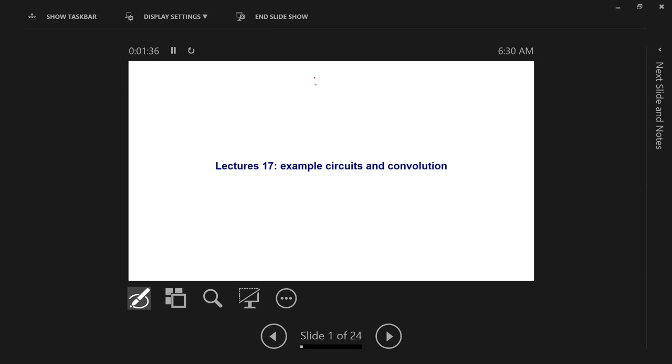On Monday, we went over switch circuits, which kind of ended the differential equation discussion. And then last time I went over convolution, and I posted another video about convolution. Questions? Okay. This class, we're just going to go over convolution again and then go over some example circuits.